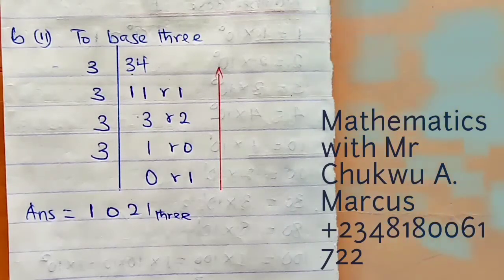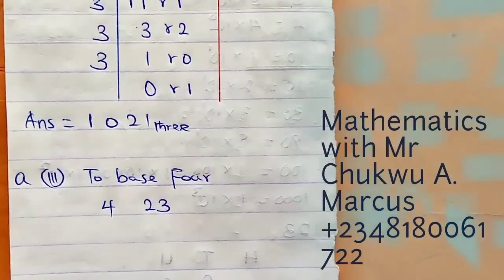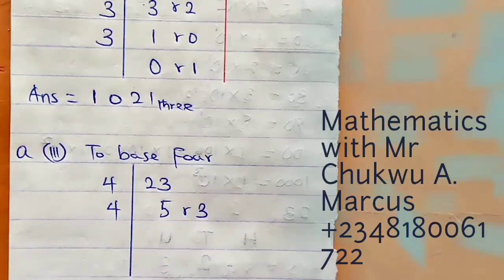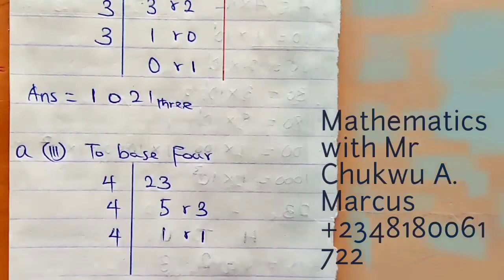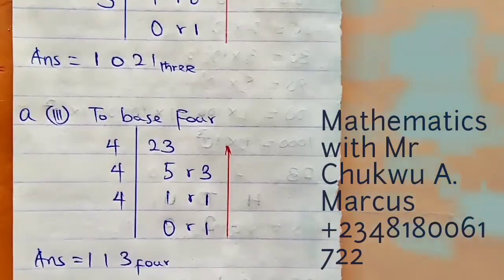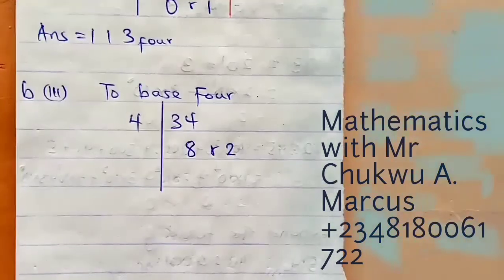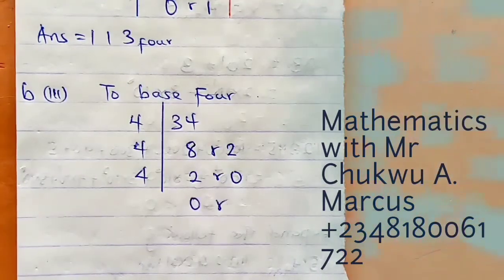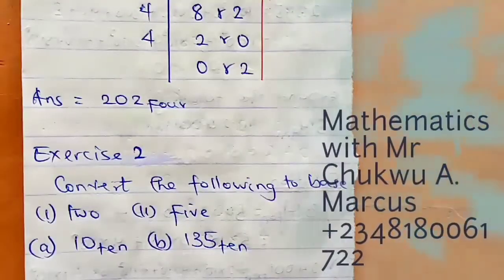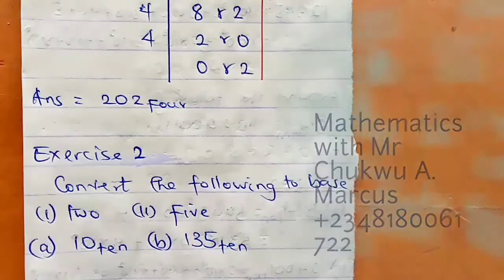base 10 to base 4. Here, 4 divides through. 4 divides 23 will give us 5 remainder 3. 4 divides 5 will give us 1 remainder 1. 4 divides 1 will not work. Since 1 is less than 4, we take it as the remainder. Our answer becomes, let's do it with the other value, which is 34, converting 34 from base 10 to a number in base 4. Copy it and do the work. You are going to see the answer before the ending of the video.